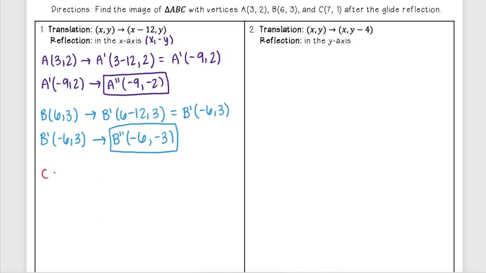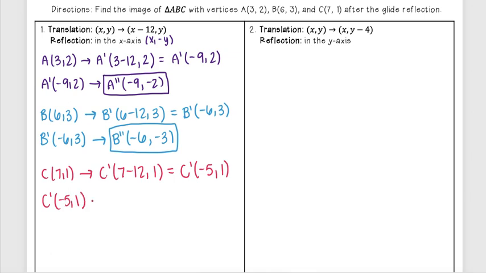Okay, and then I'm going to do my last coordinate. So my last point is 7, 1. My first step is I need to subtract 12 from my x. So I have 7 minus 12. My y stays the same. Well, 7 minus 12, I get negative 5. And now I'm going to go ahead and reflect it. And so again, my rule is that my x stays the same, but I take the opposite sign of y.